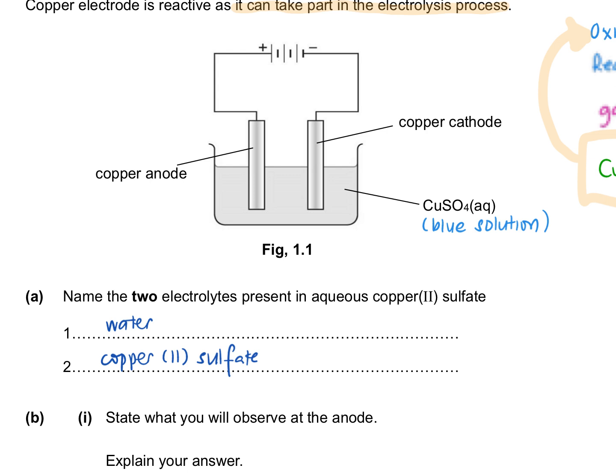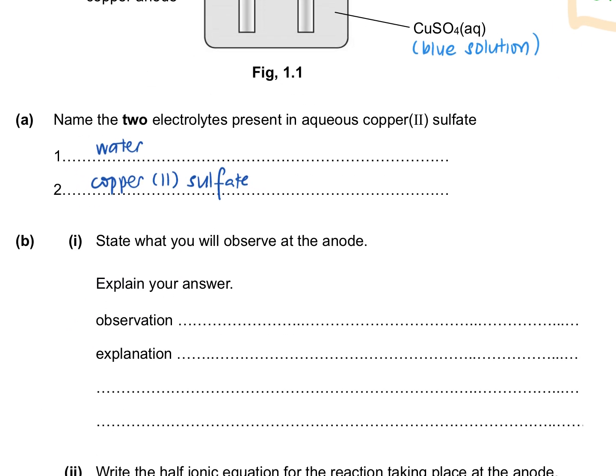Because you are trying to change the copper metal to copper ion, right? The copper ion goes into the electrolyte. So what you're going to say is the size of the anode is going to be smaller. So for the observation, there's a few things you can write. You can say the anode dissolves.